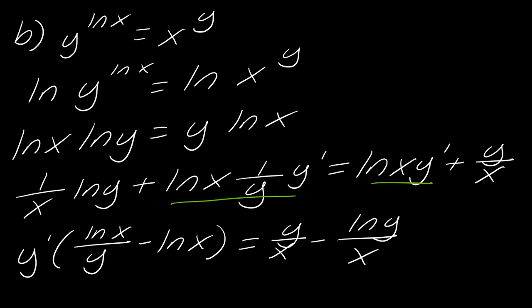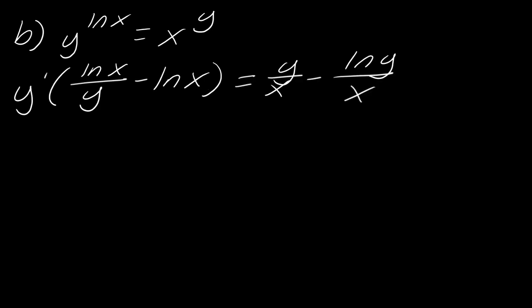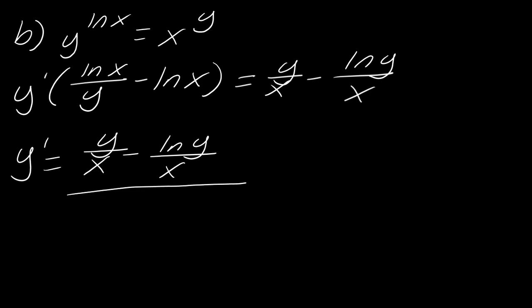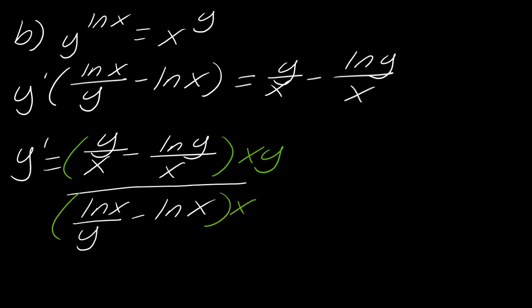Okay, so let's make a little space. So my final answer now will be y over x minus the natural log of y over x, and then this will be the natural log of x over y minus the natural log of x. And now you probably don't want to have a complex fraction. So what I'm going to do is multiply by xy, because that would be the least common denominator between all the fractions.